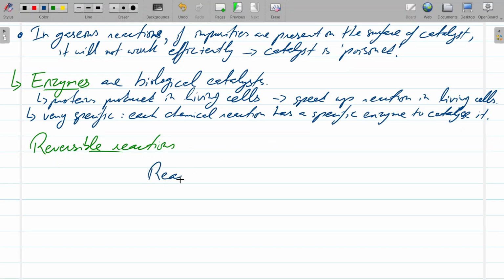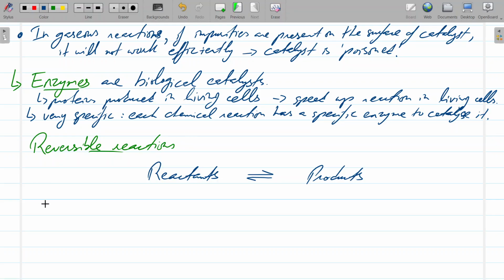So reactants, products, and as I mentioned, the symbol for reversible reactions is these half arrows going both ways. And so what happens in a reversible reaction is you end up with a mix of reactants and products, as opposed to a regular reaction where it only goes one way. So the reactants can react and form products, it can't go the other way.